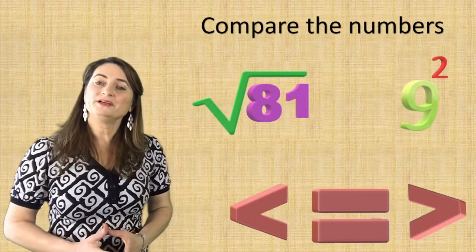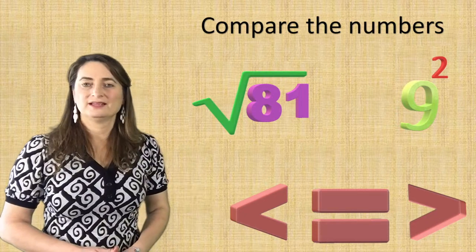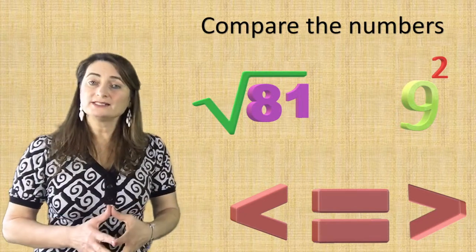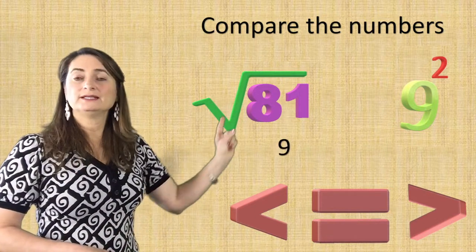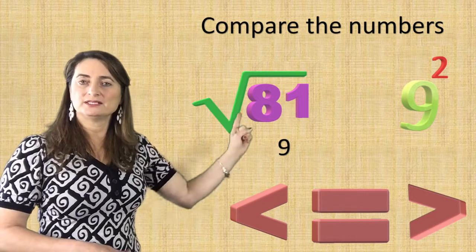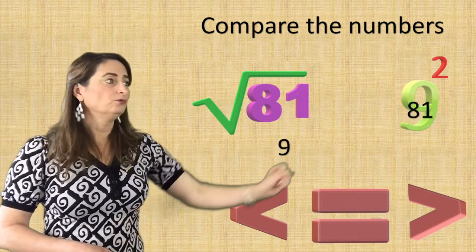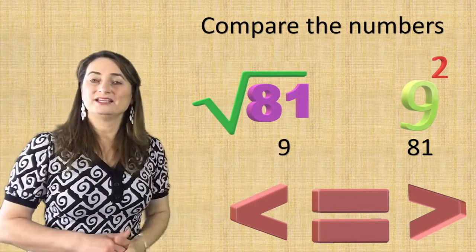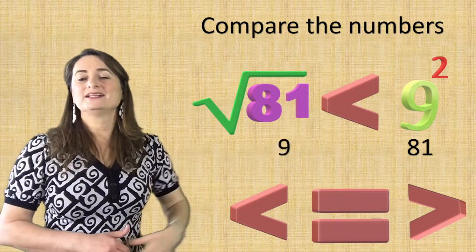How about comparing the value of numbers using less than, equal, or more than? I cannot decide which number is bigger unless I evaluate each one. So the square root of 81 is 9 because 9 times 9 is 81. And 9 squared means 9 times 9, which is 81. 9 is less than 81, so the square root of 81 is less than 9 squared.